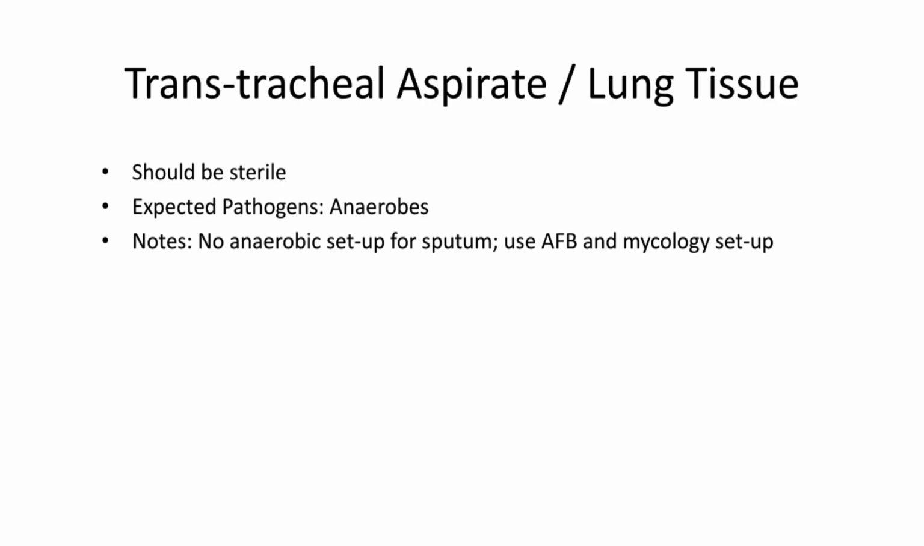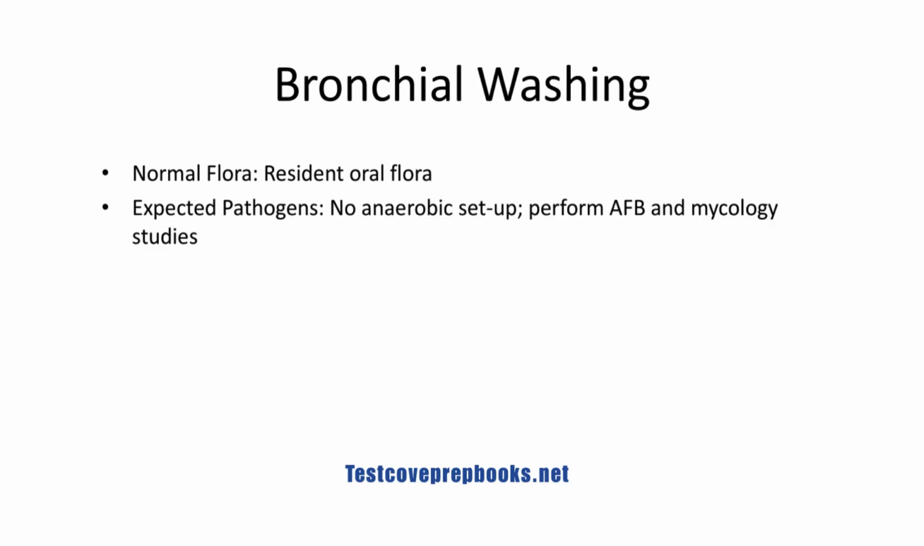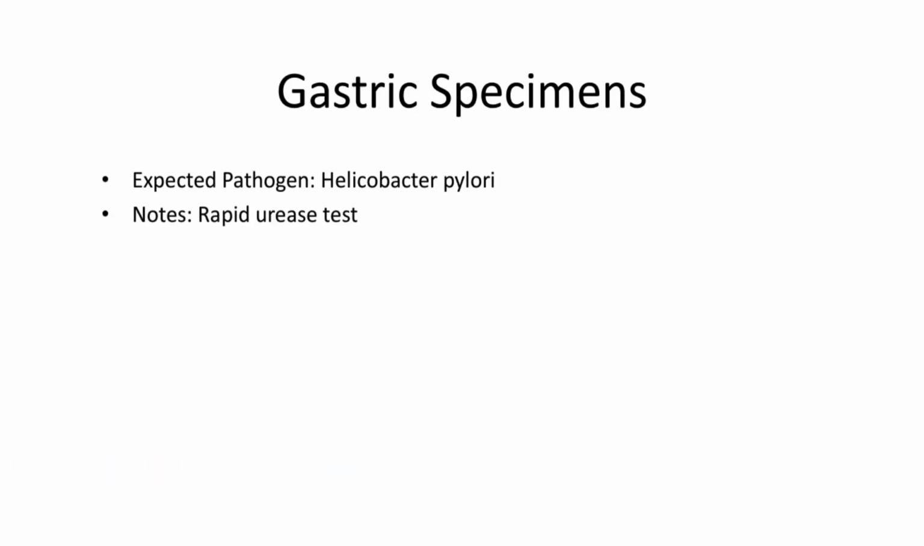Transtracheal aspirates and lung tissue should be sterile. If pathogens are present, anaerobes are often involved. These specimens bypass oral contamination. Bronchial washings contain oral flora but are primarily used for mycology and acid-fast bacilli workups, rather than anaerobic cultures. Gastric specimens are important for detecting Helicobacter pylori, often confirmed with a rapid urease test.